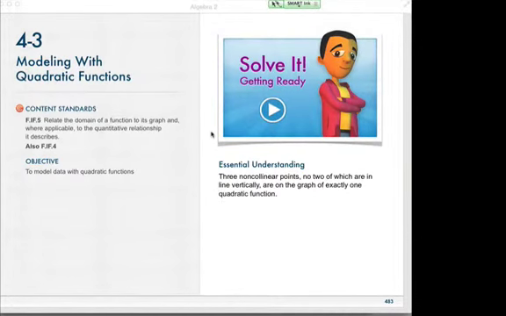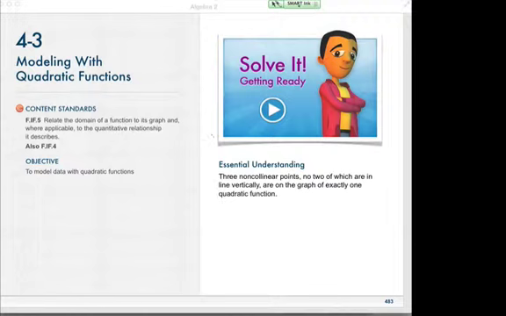Okay, so here I'm going to have you guys look at how to model with some quadratic functions. And basically what we're going to try to do here is come up with the quadratic equation that represents a set of data points that's behaving quadratically.